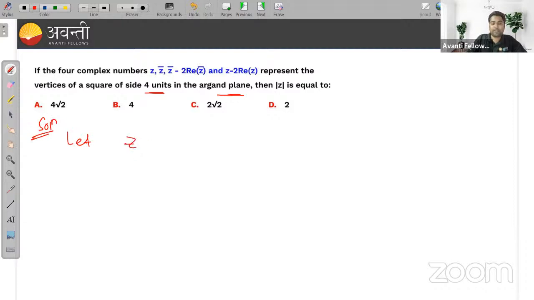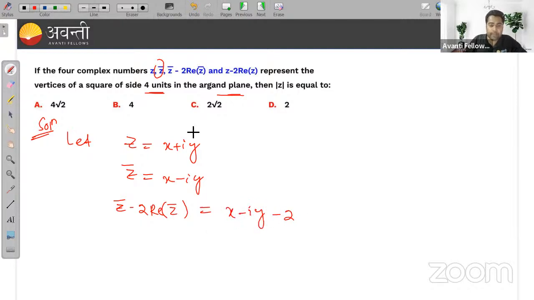To solve this question, first I will assume the complex number z is x plus iy. Then the second complex number will be the conjugate of z, that is z bar, which becomes x minus iy. Clear? And then the third number is z bar minus 2 times real of z bar. That is x minus iy minus 2 times real of z bar, which is x. So this becomes x minus 2x, which is minus x minus iy.